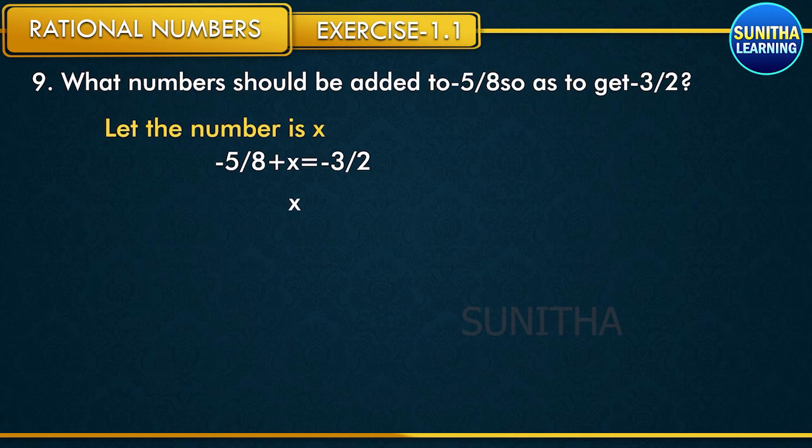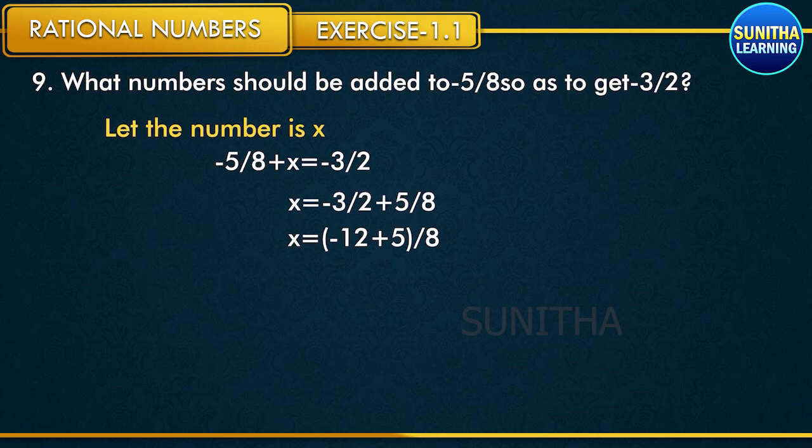To get the x value, the minus 5 by 8 is transposed to the other side of the equal sign. Then we can write x is equal to minus 3 by 2, and minus 5 by 8 becomes plus 5 by 8. So again do the LCM, two rational numbers separated by plus. Observe the denominators, 2 and 8. Yes, 2 is definitely a factor of 8, so we can directly write that the LCM is 8 only.